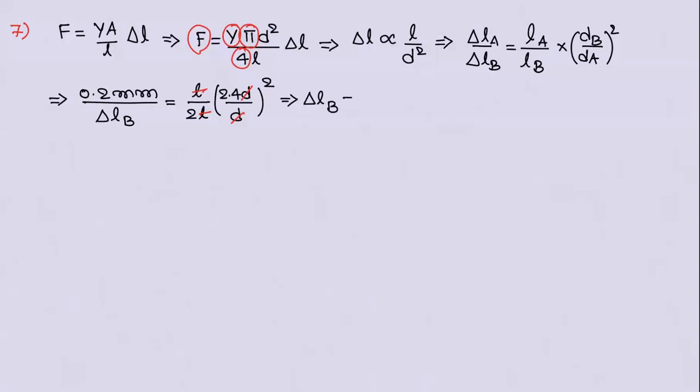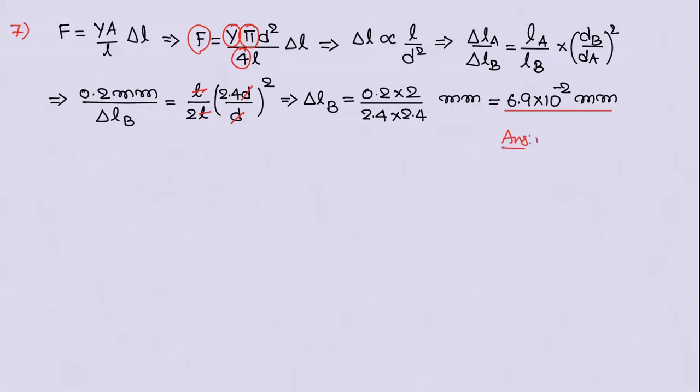Delta LB is equal to 0.069, so you can write 6.944 something, 6.9 to two decimal places, into 10 power minus 2 millimeter. So the answer will be D. A little bit of complexity is in the calculation, but you need to handle it.